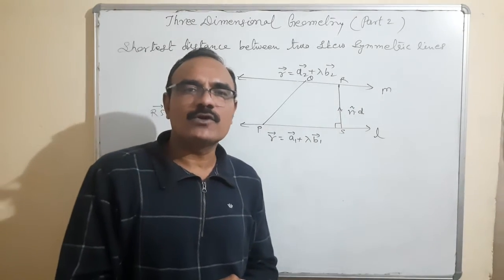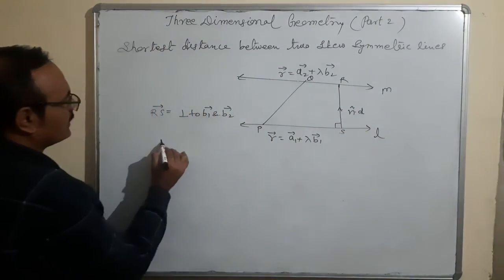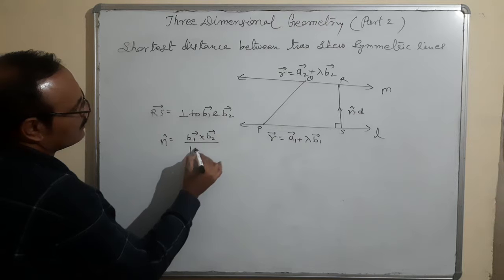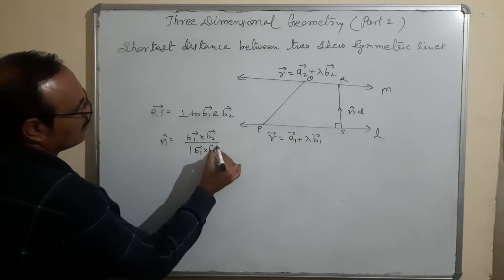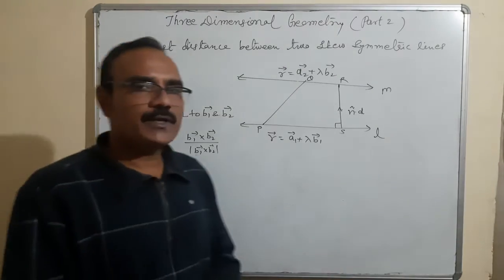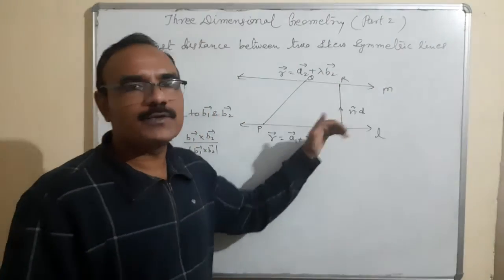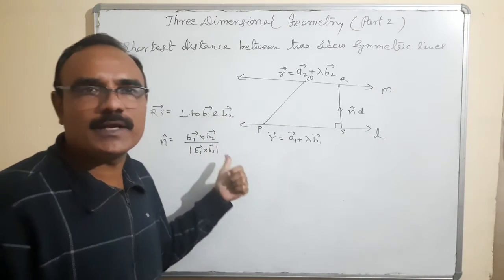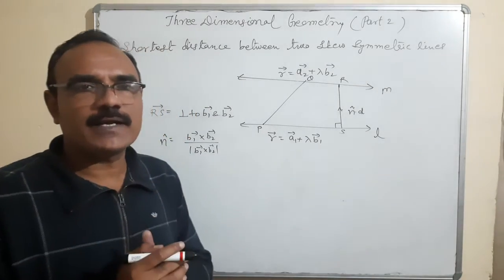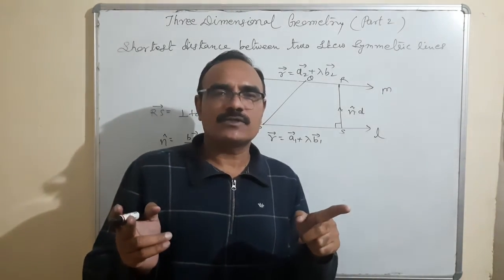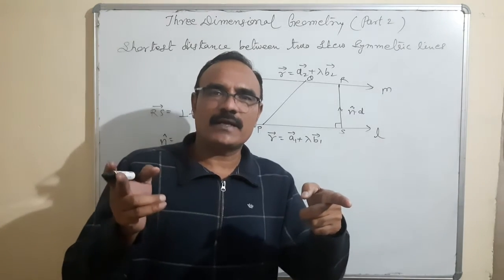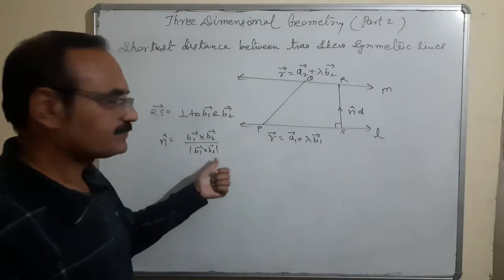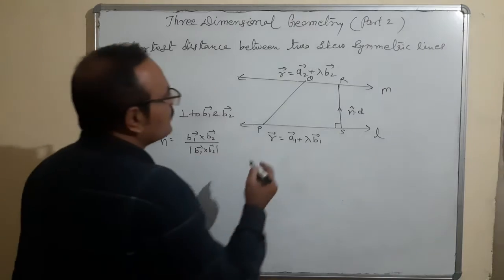So how to find a vector perpendicular to both? Simply, unit vector n is equal to b1 cross b2 upon magnitude of b1 cross b2. By the definition of a perpendicular vector, n is perpendicular to both b1 and b2. So b1 cross b2 upon magnitude of b1 cross b2 is a unit vector perpendicular to both b1 and b2. Simply, when we are going to find a vector which is perpendicular to two vectors, what to do? Take the cross product of one vector with the other, and when we are going to find the unit vector, divide by the magnitude.